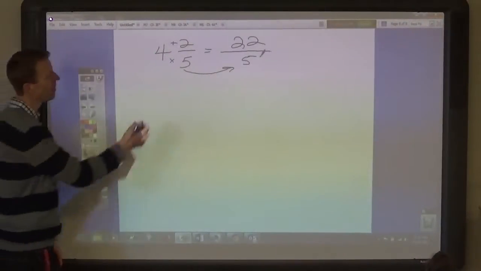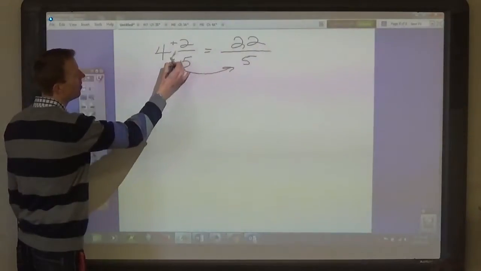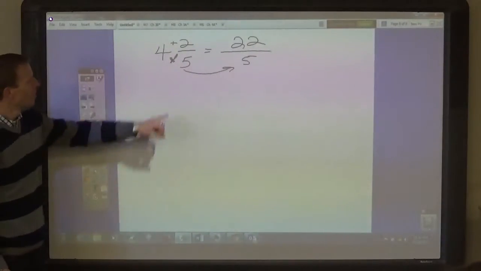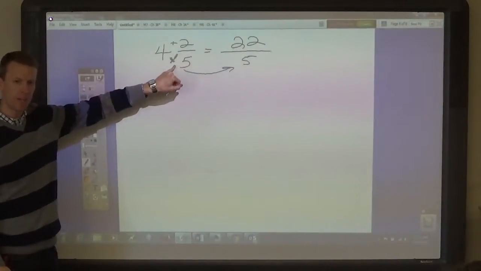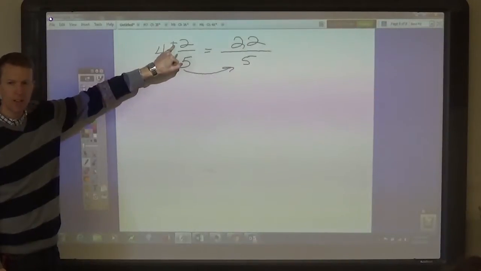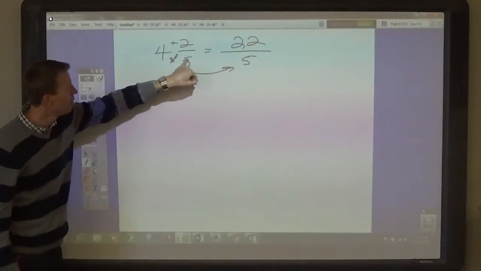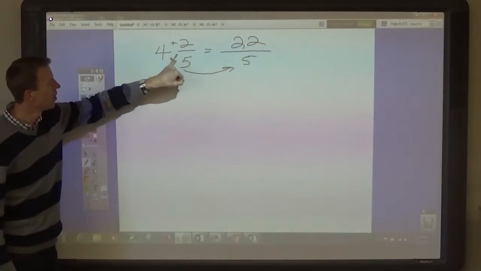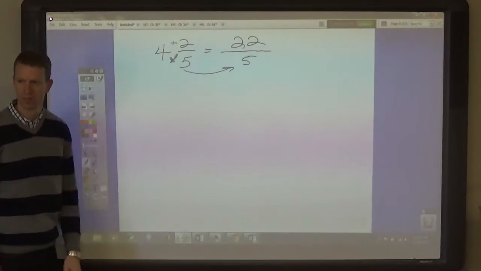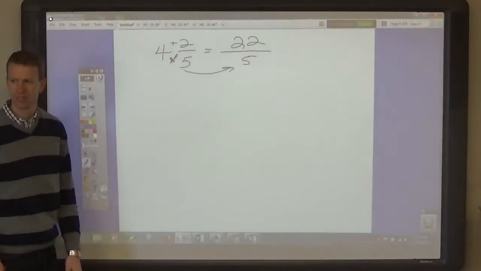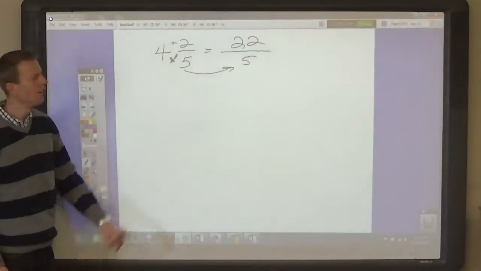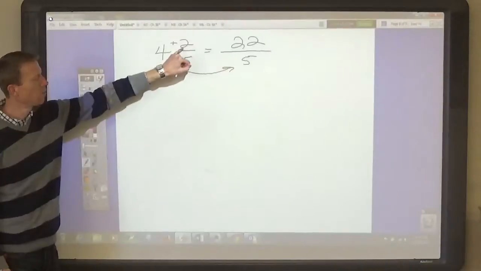Now, to show your work, I put the times sign by the denominator and the plus sign by the numerator, and then kind of work in a U shape. 4 times 5 plus 2. Okay? 4 times 5 plus 2.